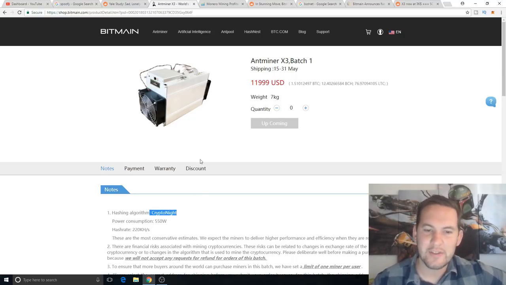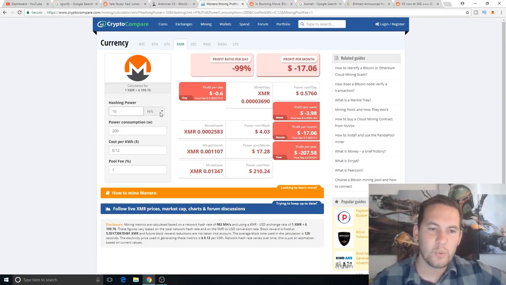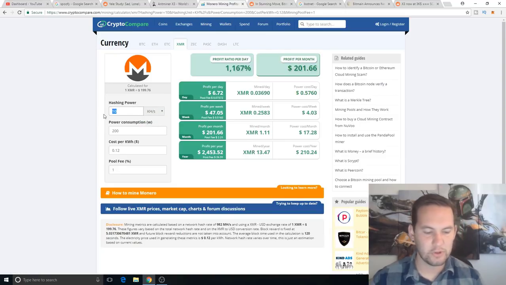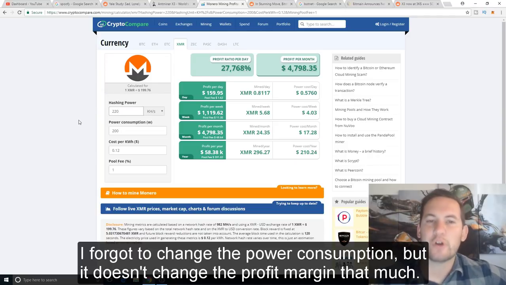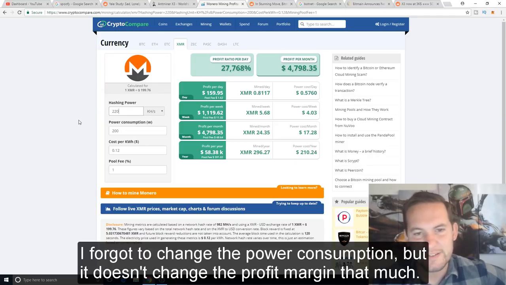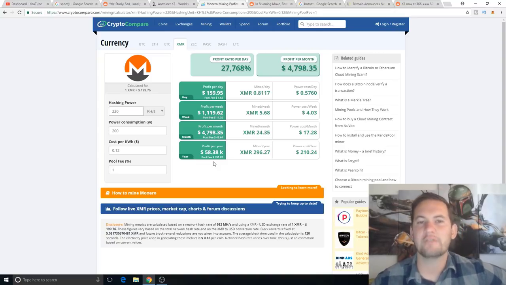And if you actually take this over to a mining calculator, you can see the hash rate on this is 220 kH. So we take this over here, we go to this calculator, we change this to kH, we put 220, and you can see as of right now it is extremely profitable to mine Monero with this ASIC miner. You'll be making $159 a day, $1,119 a week, and $4,798 per month, a total year profit of $58,000 off of this miner.